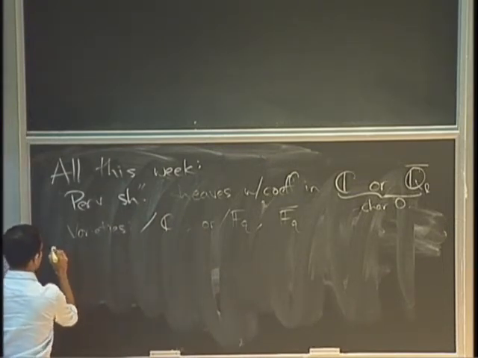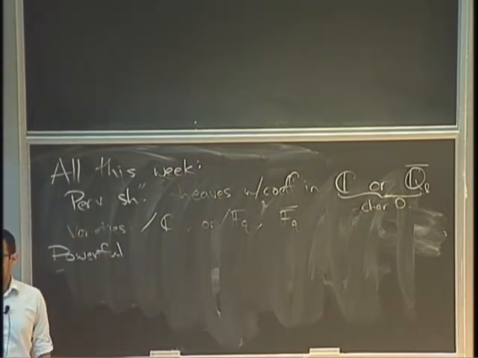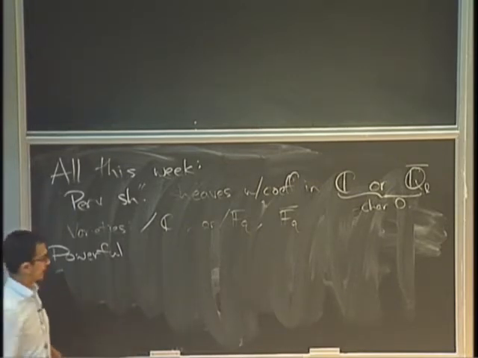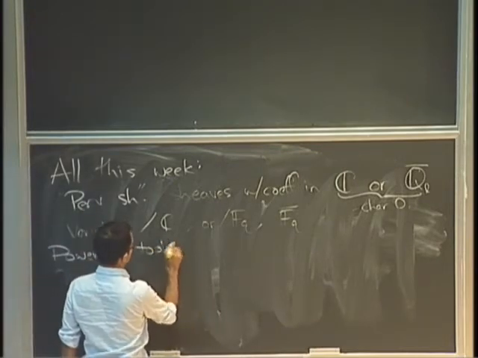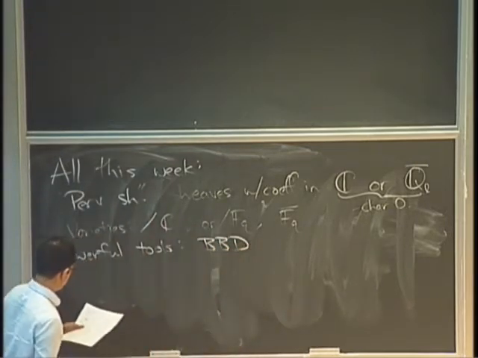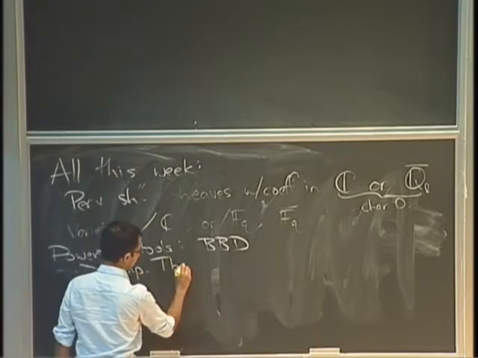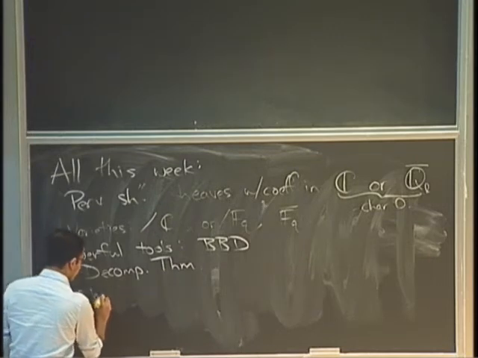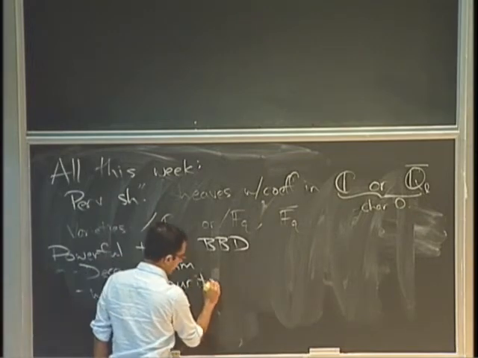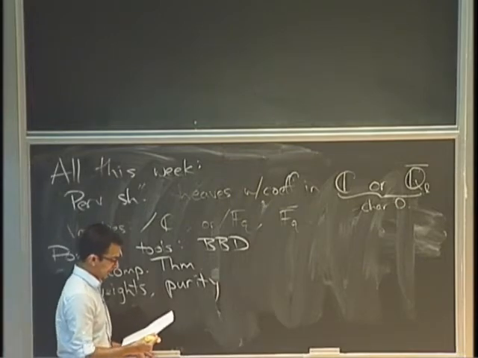In the setting that we've been working in, one of the reasons perverse sheaves are omnipresent in geometric representation theory is that there are a lot of powerful tools that let you extract information from them. And these powerful tools mostly come from the monograph of BBD. So things like the decomposition theorem, that's come up. The theory of weights and purity. This has been implicit in a lot of the things that I've said, even when I didn't mention it explicitly.